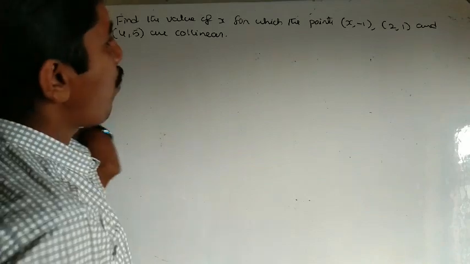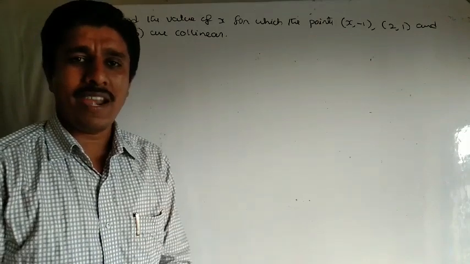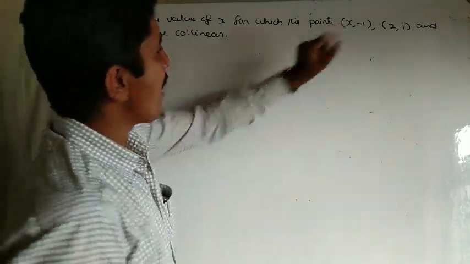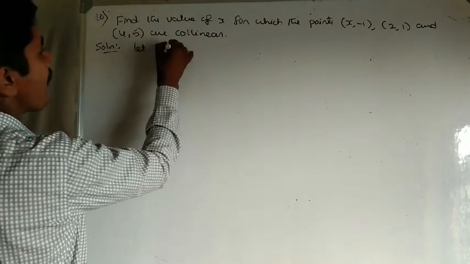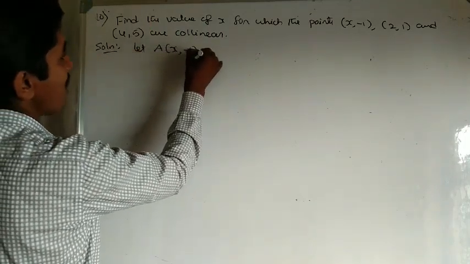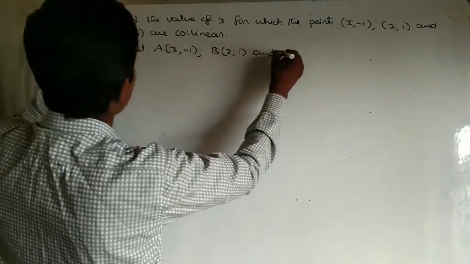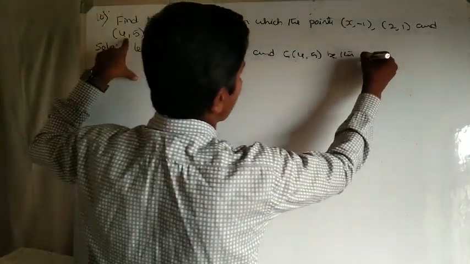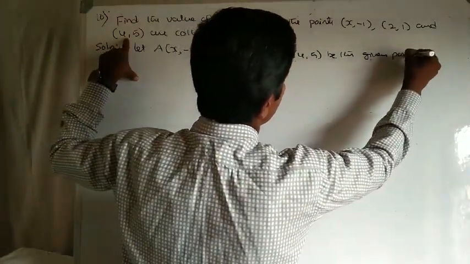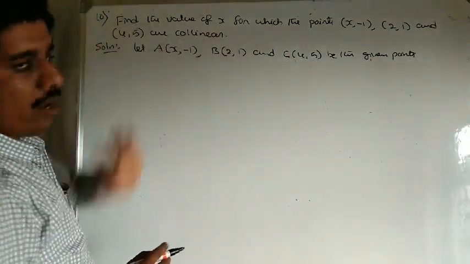So here we have 3 points, first point, second point, third point. 3 points are collinear means we know that the 3 points lie on the same line. First point I am taking, let A be x comma minus 1, second point I am denoting B, 2 comma 1, third point I am denoting C, 4 comma 5, be the given points. Given that the 3 points are collinear, we have to find the value of x.